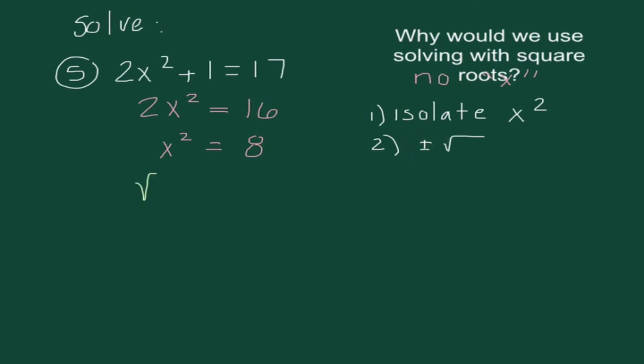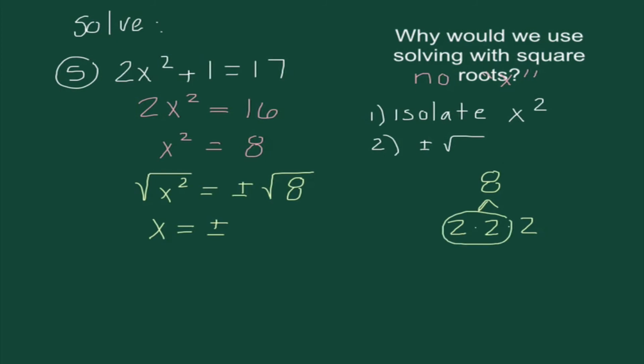So I'm going to write the square root of x squared equals plus or minus the square root of 8. And once we get to our answer, I will further expand on why this is true. So I get x equals plus or minus. If I'm looking at 8, I know this is like 2 times 2 times 2. So I have a pair of 2's that I can take out and 1 2 that is left over. So my answer is plus or minus 2 radical 2.